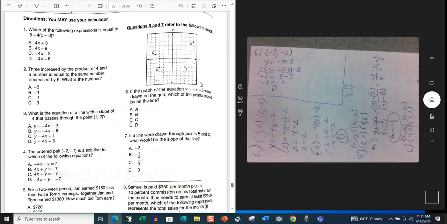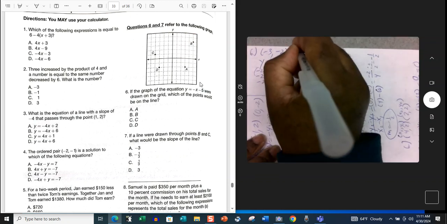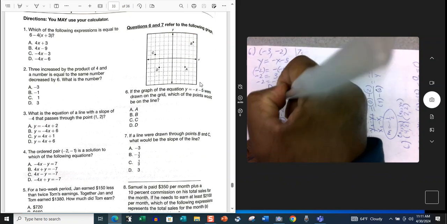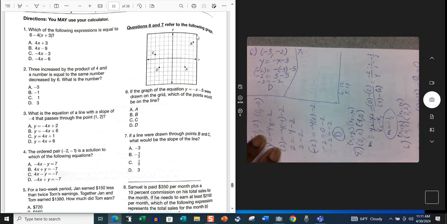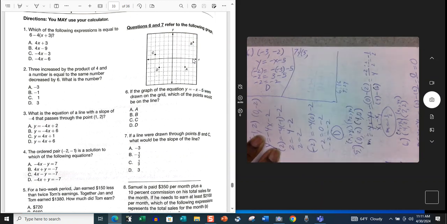Now, number 7. It says, if a line were drawn through points B and C, what would be the slope of the line? So first of all, we need to find the ordered pair for B and C. So we go back to the origin. For B, we'll go 1, 2, 3, 4. We went 5 to the right, so our x here would be 5. And then we have to go 1, 2, 3, 4 up. So our y would be 4. So that took care of the first ordered pair.